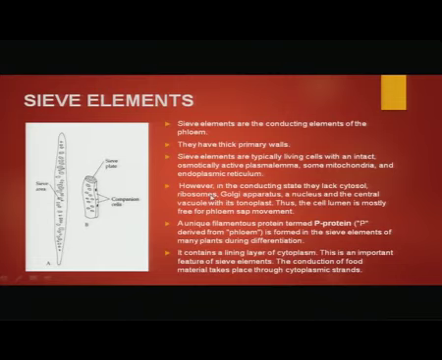However, when they are in conducting state, they lack cytosol, ribosomes, Golgi apparatus, nucleus, even the central vacuole. So, the lumen is mostly free for the phloem sap movement. A special protein named P protein is also present in the phloem and it is formed in the sieve elements of many plants. It contains lining layer of cytoplasm and it is very important feature of sieve elements because conduction of food materials takes place through these cytoplasmic strands.